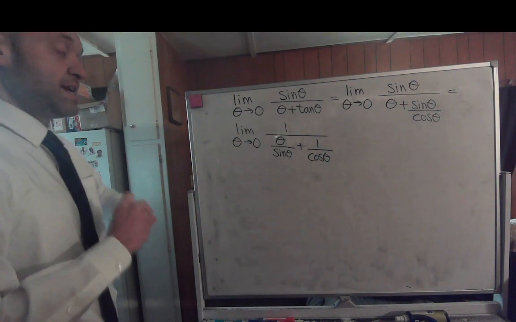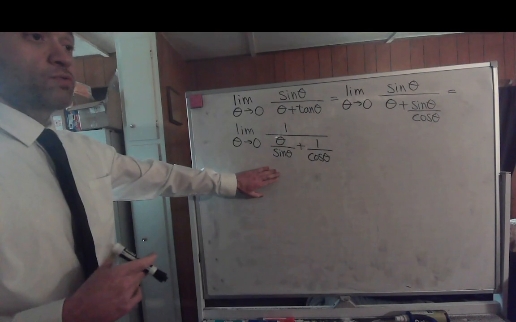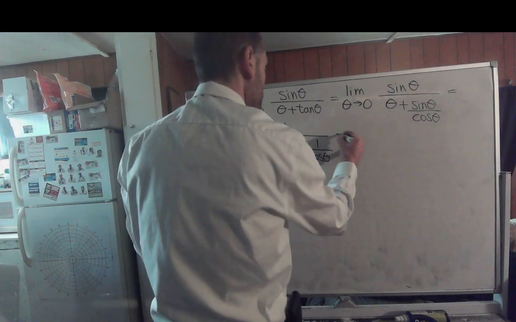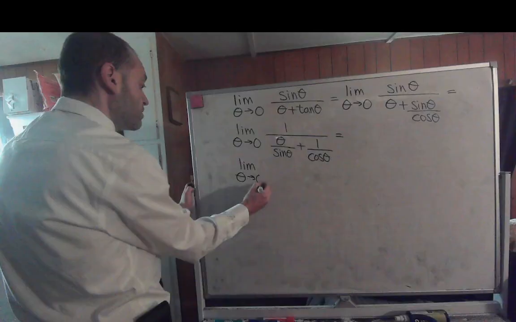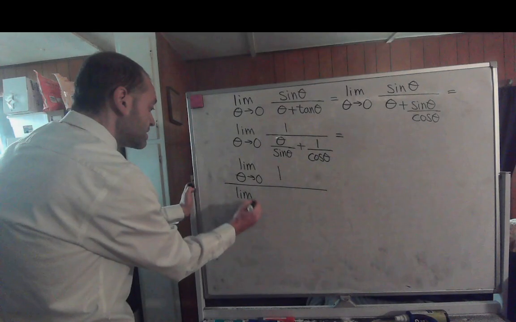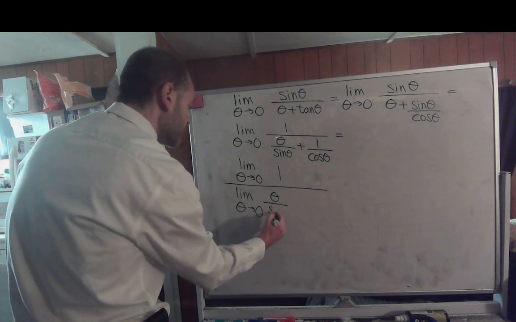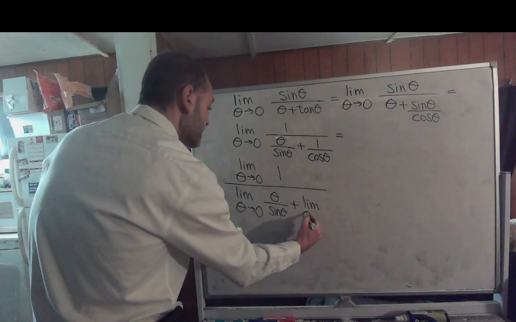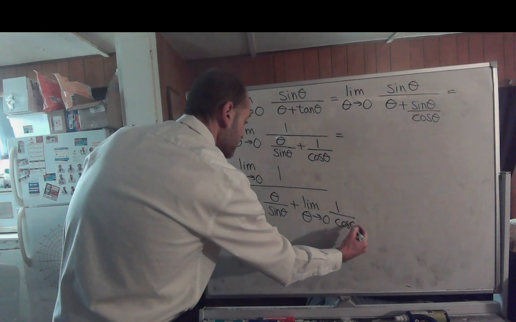And this isn't so bad now. Now we can apply both the sum and quotient rules to this limit problem. So here's what we're going to do. We're going to turn this into the limit as theta approaches 0 of 1 divided by the limit as theta approaches 0 of theta over sine of theta, plus the limit as theta approaches 0 of 1 over the cosine of theta.